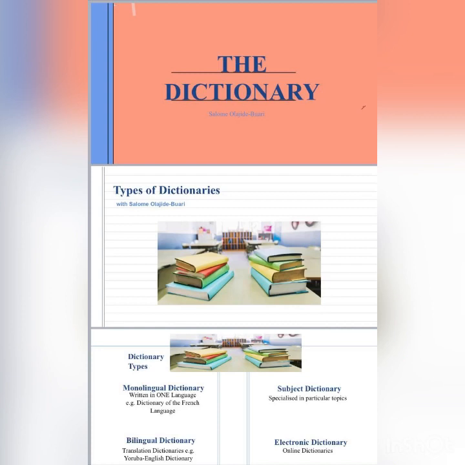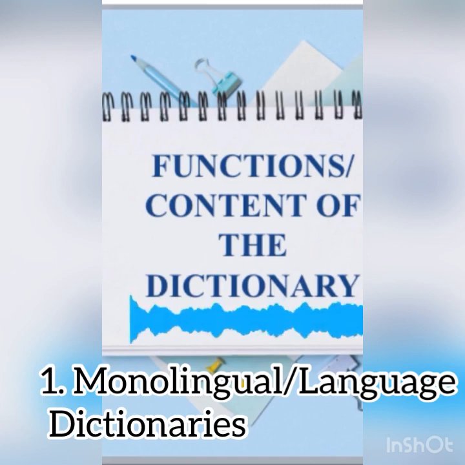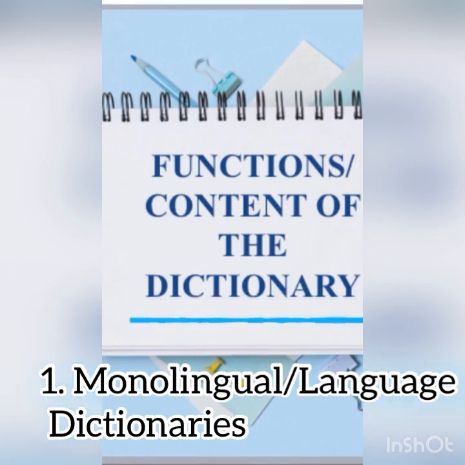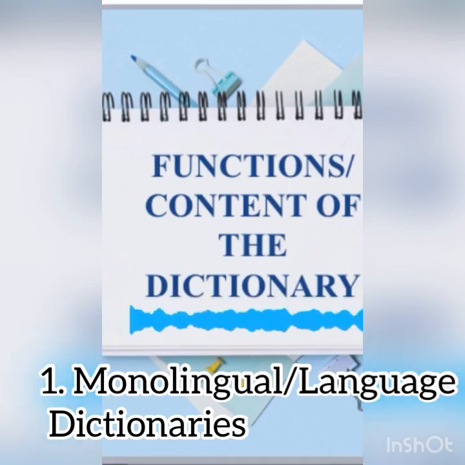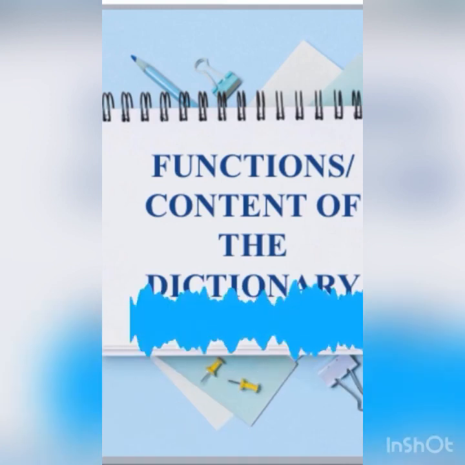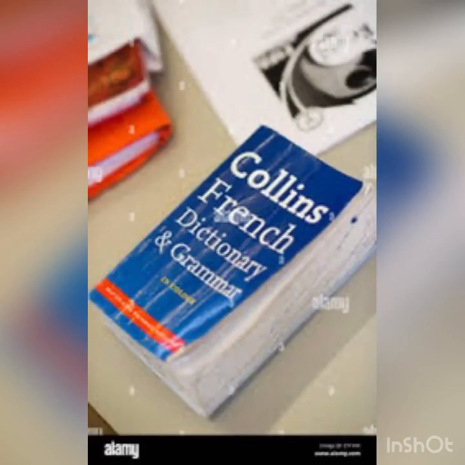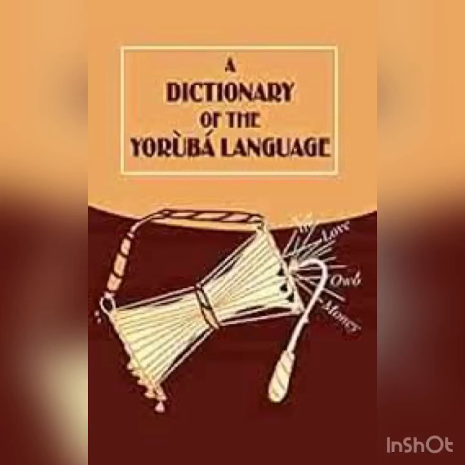If you want to learn a new language, one obvious fact is that you would need a dictionary of that language. There are monolingual or language dictionaries. This is the first type of dictionary, monolingual or language dictionaries. They are written in particular languages, right? So if a language has a well-developed orthographic system, there might be a dictionary for that particular language. So we have a dictionary of the English language, a dictionary of the French language, a dictionary of the Yoruba language, a dictionary of the German language.